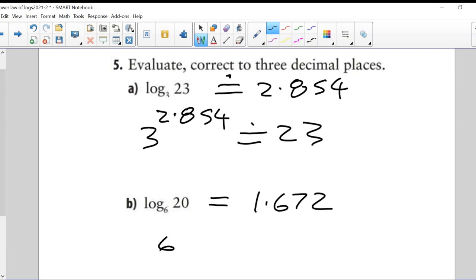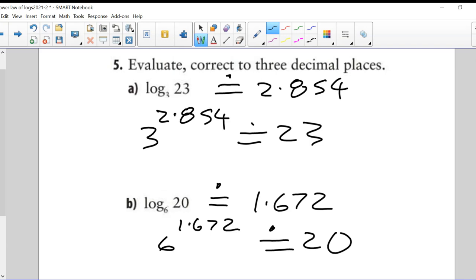If I were to raise 6 to the power of 1.672, shouldn't we expect to get approximately 20? Whoa, where is Travis getting that from? Travis, I'm trying to understand what you just put in there. The 1.001746. What does that signify? I'm not sure I follow what that is all about. The actual calculation. Oh, okay, all right, yeah.